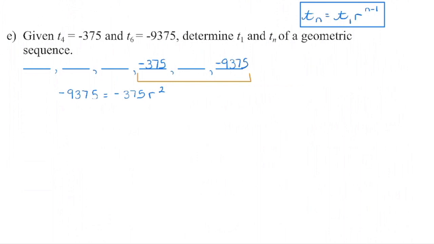Now I want you to notice what happens with this next example. We're given term 4 and we're given term 6. We have to find the first term and we also have to find the general term.